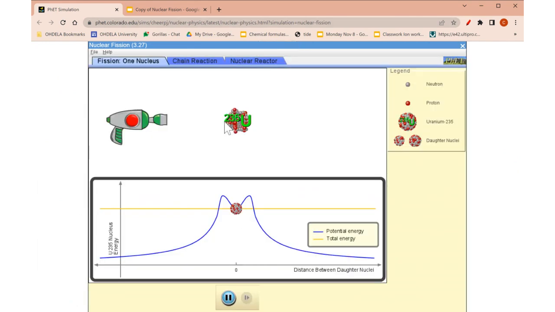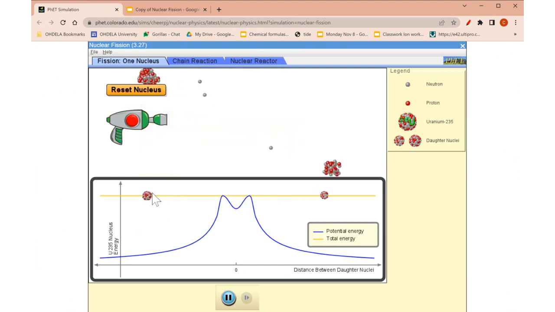Great. So look at the chart here. We have uranium-235. The legend shows that gray is a neutron, red is a proton, uranium-235, and the daughter nuclei. Here is a representation of the energy, the total energy in this particular U-235. We're going to hit it with a neutron. Bam, notice the energy goes up from where it started, splits into two pieces, and some pieces are ejected.